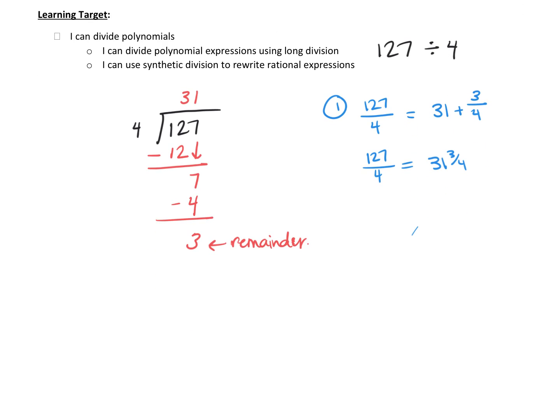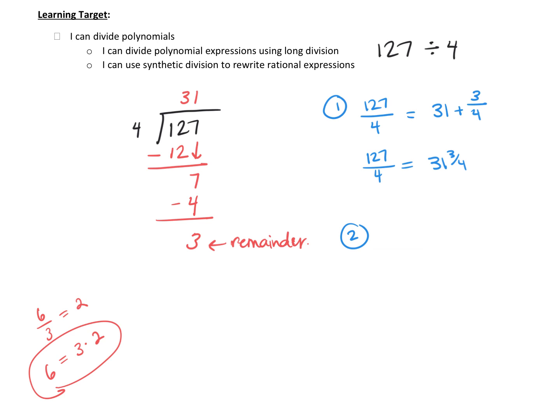Another way that you can write your answer is 127 is equal to, now when you divide, just off on the side, just a quick little reminder, if you do 6 divided by 3, you get 2. That means that 6 is equal to 3 times 2. So another way to write it is kind of in that format.